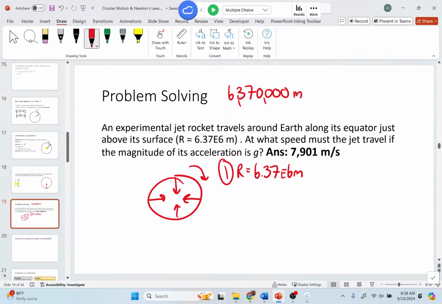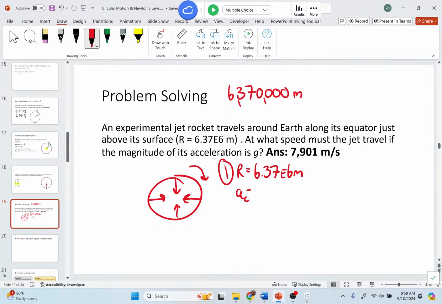Wait, is that the radius? Yeah, that is the radius. Okay, good. I'm double checking because sometimes I'll be mean and give you a problem where I say it's this far above Earth's surface, and in that case you have to add that to the radius of the Earth. That's why I had to double check myself here. But I wasn't mean in this case. I just gave you all the number, and you all got the answer.